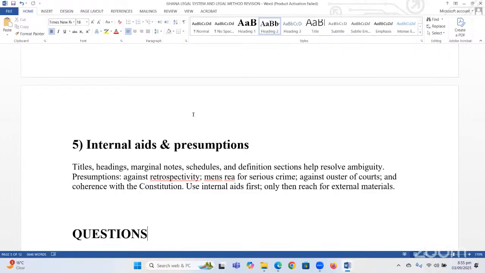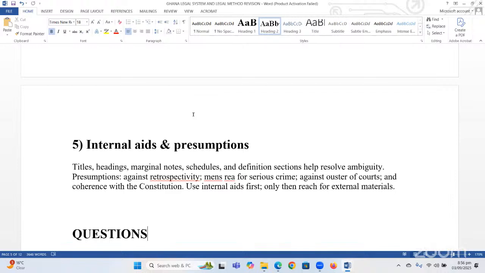Presumptions, in other words, certain general conclusions which we assume when we are interpreting the statute. For example, the presumption against retrospectivity. When you're interpreting a statute, you interpret it with the view that the lawmaker never intended to make a law which will apply to matters which have happened before the law was made. That is retrospectivity.